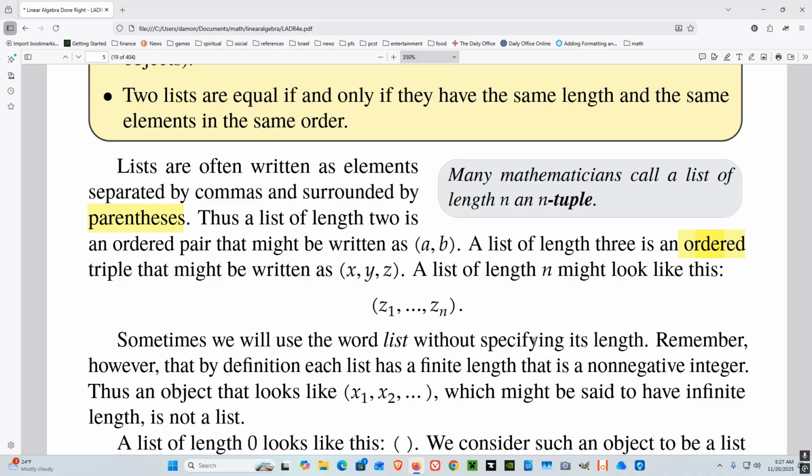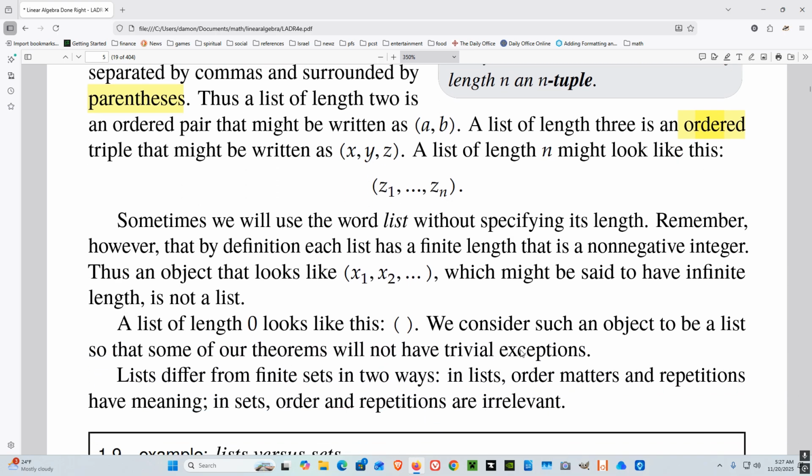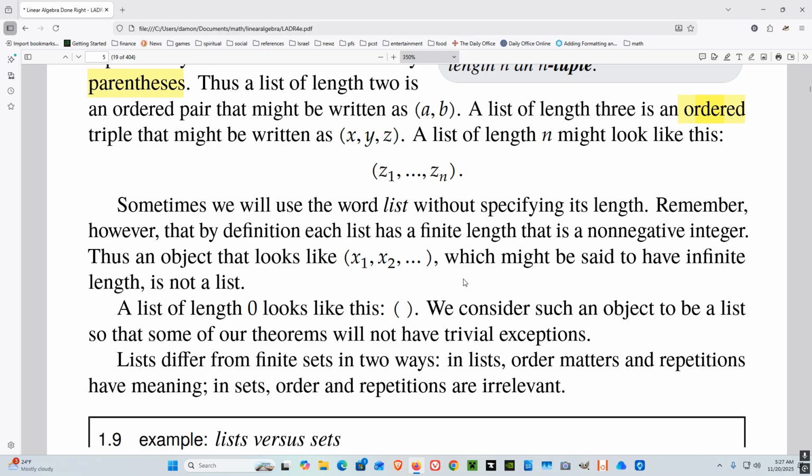A list of length n might look like (z_1, ..., z_n). So this is generalizing R^2 and R^3 to R^n, essentially, or C^n. Z is usually used for complex numbers. Sometimes we will use the word list without specifying its length. Remember, however, that by definition, each list has a finite length that is a non-negative integer.